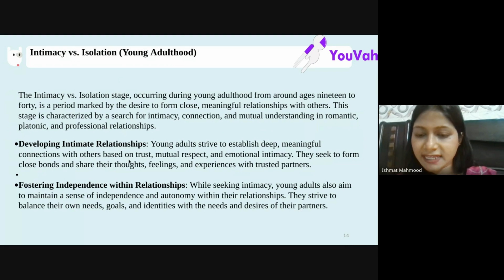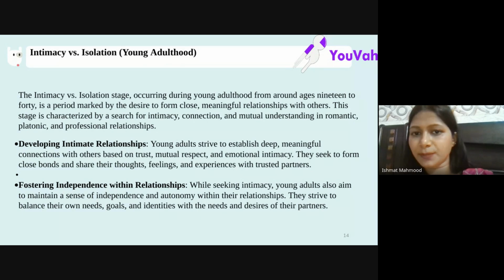So while seeking intimacy, young adults also aim to maintain a sense of independence and autonomy. Like we are in a relationship, but we want to have our own identity, right? They strive to balance their own needs, goals, and identity with the needs and desires of their partners.